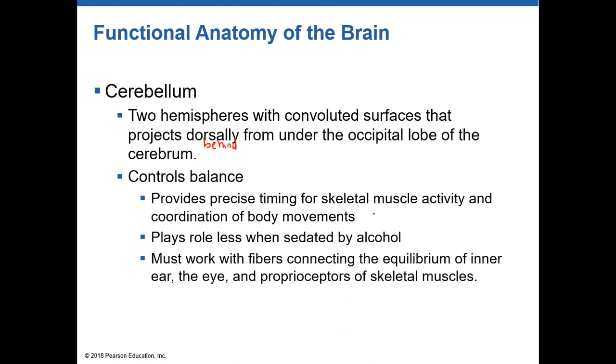If you drink alcohol, it actually affects this region of your brain the most because it makes your skeletal muscle and your coordination not as coordinated. So you tend to stumble or slur your words when you drink alcohol. And then this area of your brain must work with fibers connecting to the inner ear, your eye, and the proprioceptors in your skeletal muscles in order to create equilibrium and balance. So you must use your ears, eyes, and skeletal muscles to maintain this balance. These all work very closely.